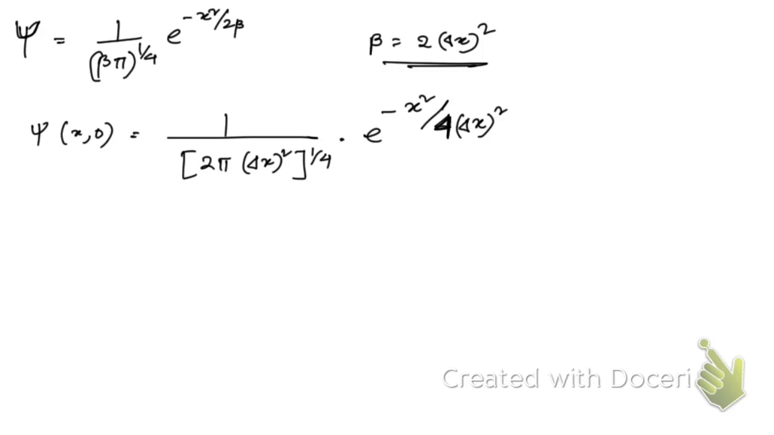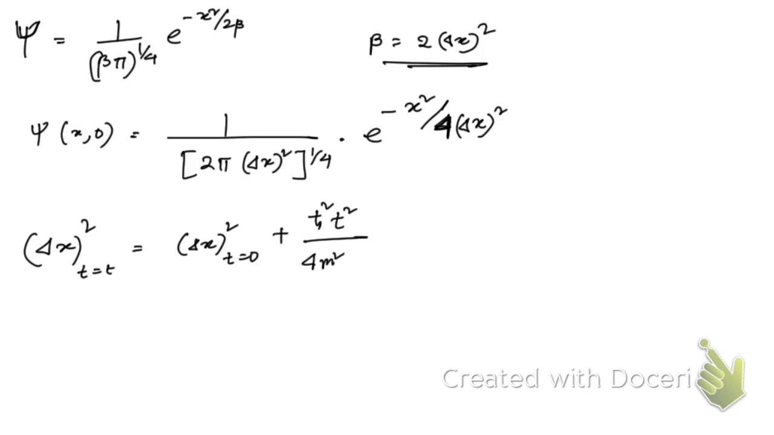So this is what we have got now. Here you see, del x square at time t is given by del x square at t equal to 0 plus h cut square t square by 4m square, and del x to the power 4 at t equal to 0.